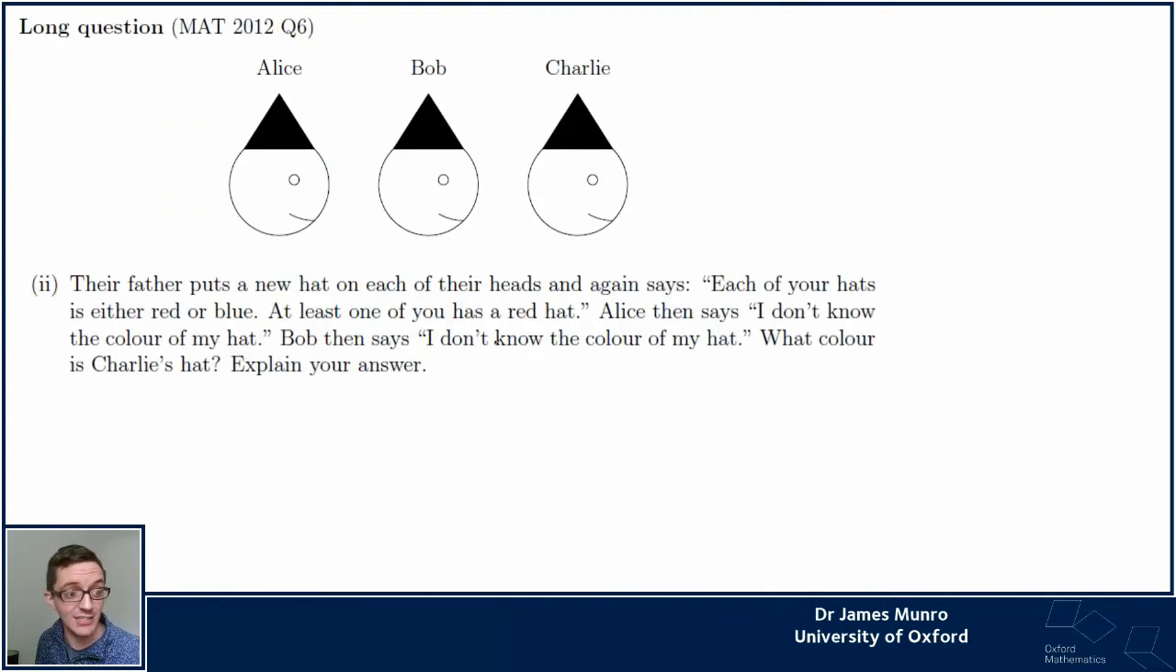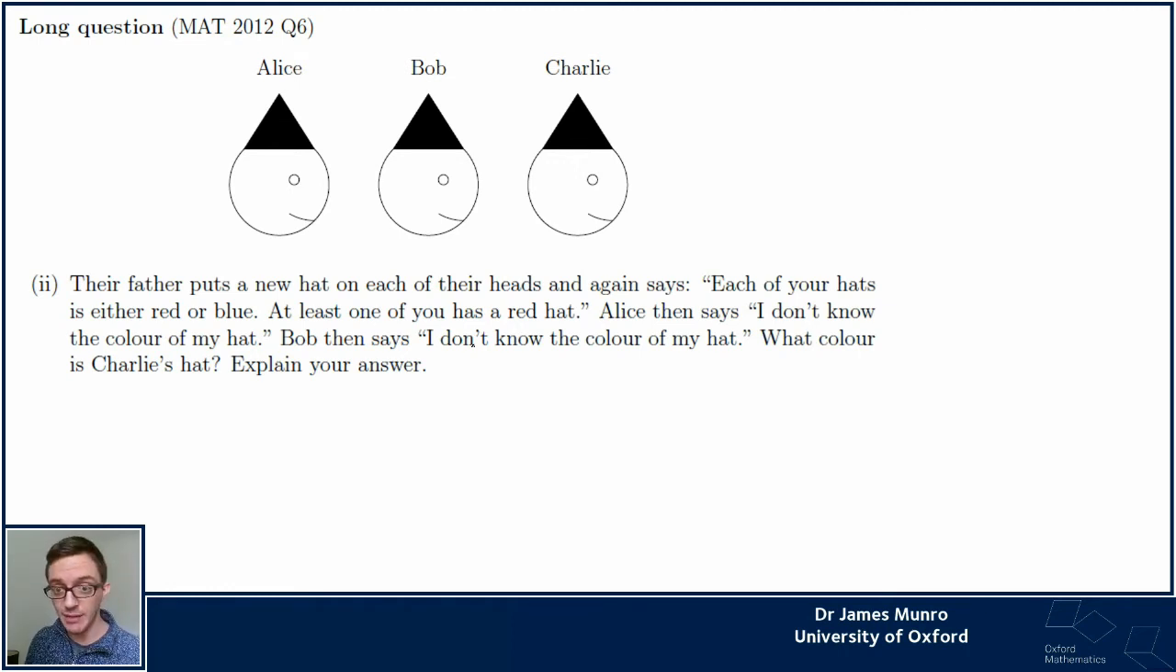Now Alice says, "I don't know the colour of my hat." It's very tempting to say, well, that's the opposite, so Alice's hat colour must be the opposite. Must be blue. But that's not actually true. In the opposite case, there's lots of possibilities.